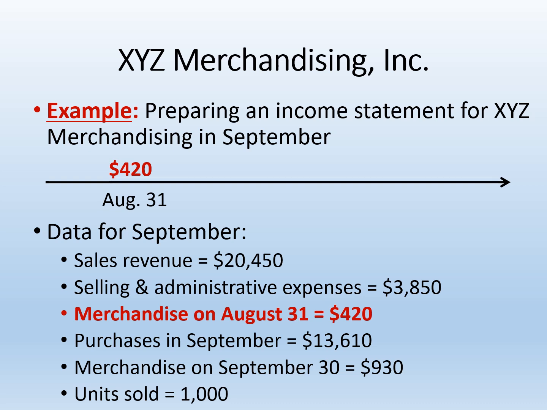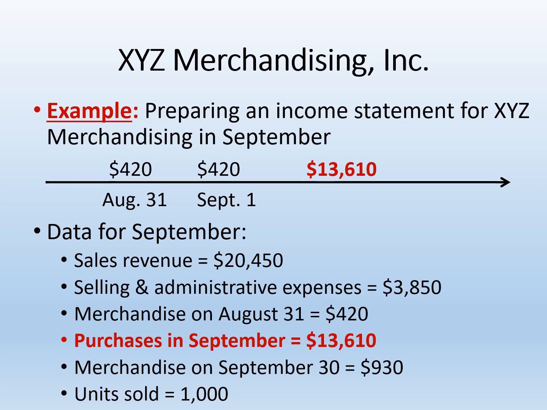We are told that the firm had $420 worth of merchandise left over at the end of August. That means that the firm must have started September with $420 worth of inventory because nothing happened to it between the close of business on August 31st and the start of business on September 1st.